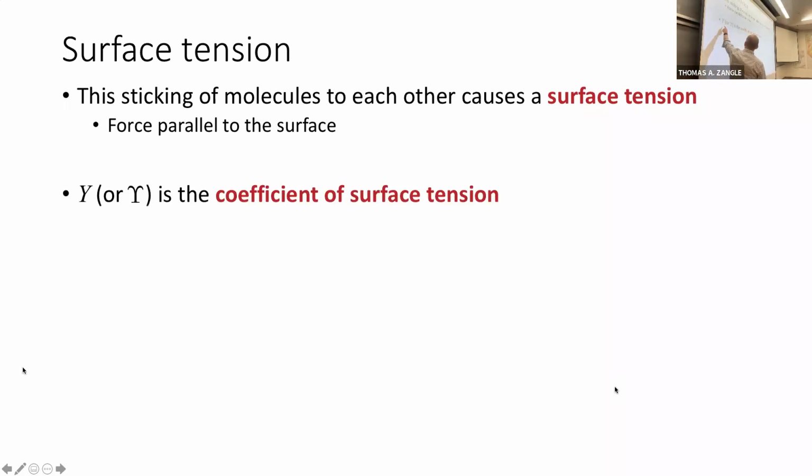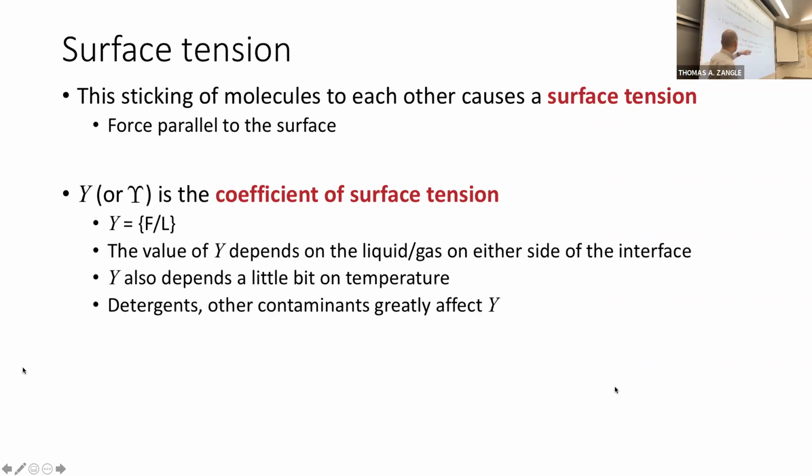This Y or upsilon, sometimes read as capital upsilon, is the coefficient of surface tension. It has the dimensions of force per length. I haven't put that in primary dimensions, so force is, remember, a secondary. Force we can define as mass times acceleration, and we could resolve that into primary dimensions. But it's useful to think of it as a force per unit length.